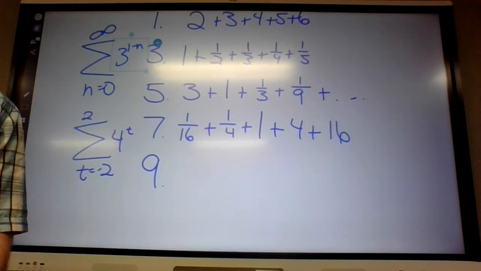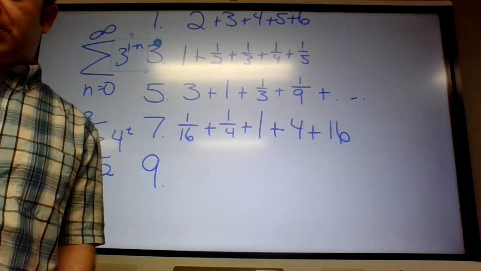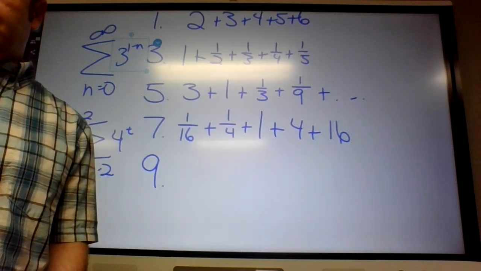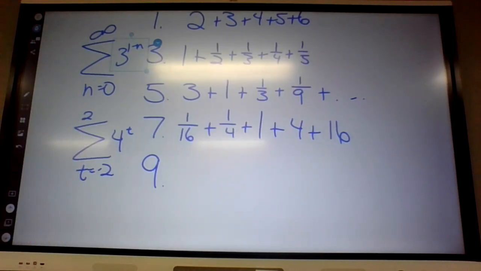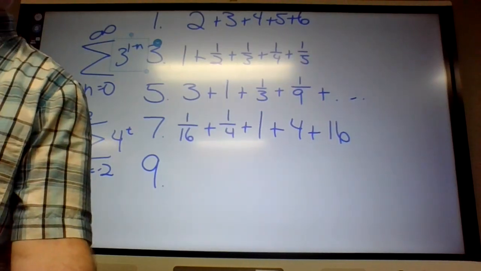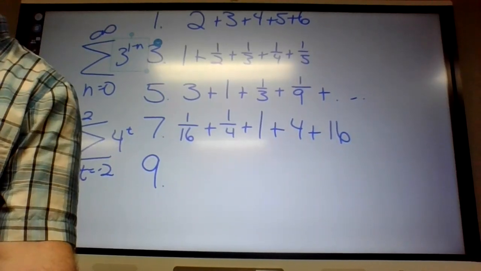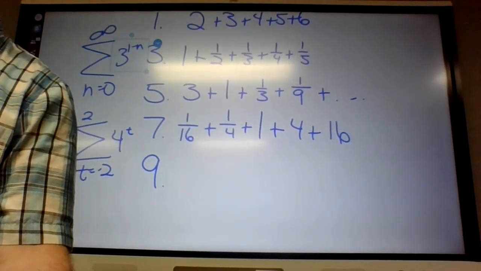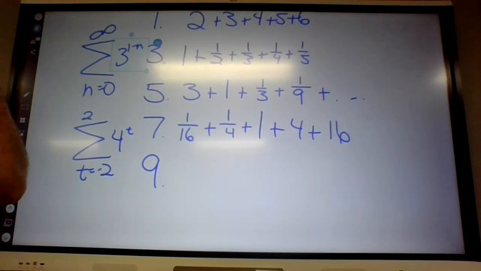Okay, number 9 is where we have to use our brains a little bit. Write your own series using sigma notation. So we kind of have to recognize the pattern. What is the pattern on number 9? How do you get from 4 to 8 to 12? You could add 4 over and over. That should do it.